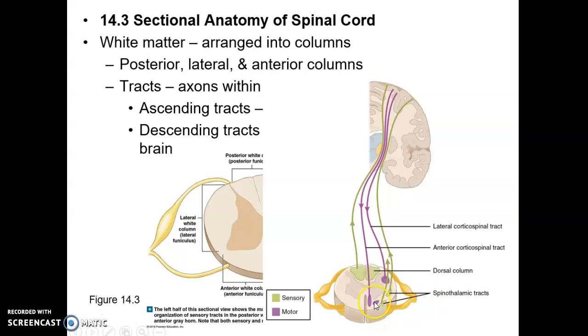And then in green, notice the arrows, ascending tracts, sending sensory input up into the brain for interpretation, evaluation, and processing. And again, the ascending tracts are just somewhere in the white columns. Okay?